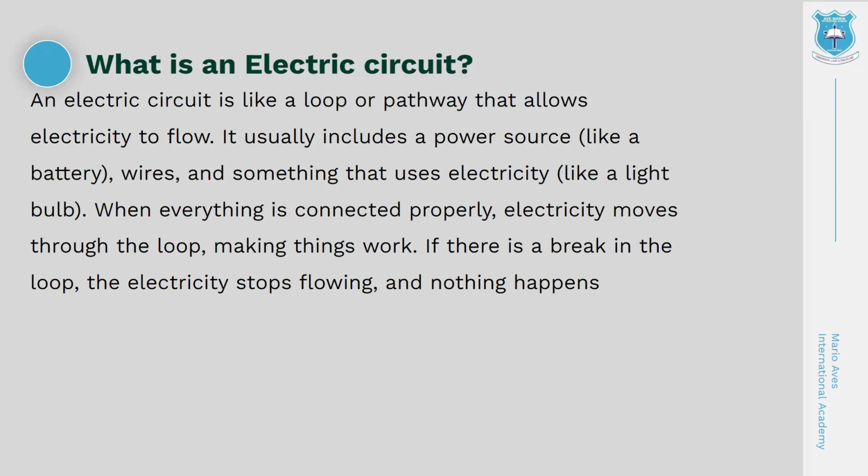An electric circuit is like a loop or a pathway that allows electricity to flow. It usually includes a power source like a battery, wires, and something that uses electricity like a light bulb. When everything is connected properly, electricity moves through the loop, making things work. If there is a break in the loop, the electricity stops flowing and nothing happens.